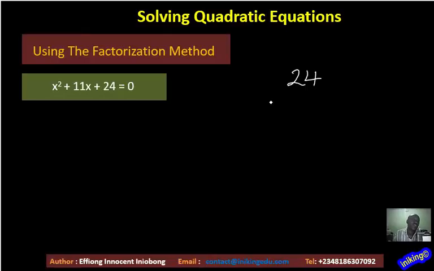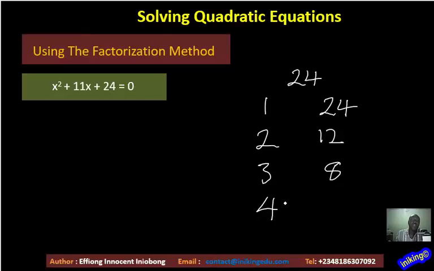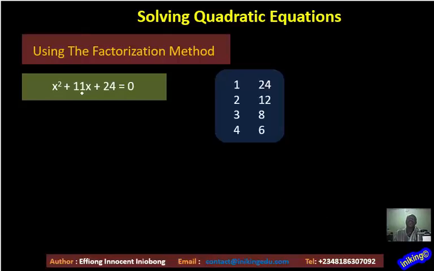I look at the number 24 and we try to find out the pairs of factors of 24 first. The first pair of factors I have is 1 times 24. The next pair of factors will be 2 and 12. Another pair of factors will be 3 and 8, because 3 times 8 will give us 24. Another pair of factors will be what? 4 and 6. Now we need just one pair of these to replace our plus 11x. How do we choose the pair to use?